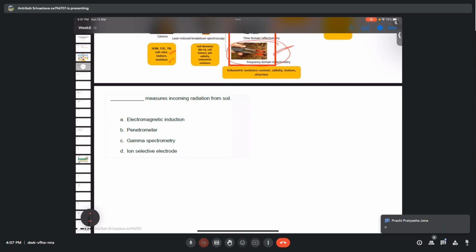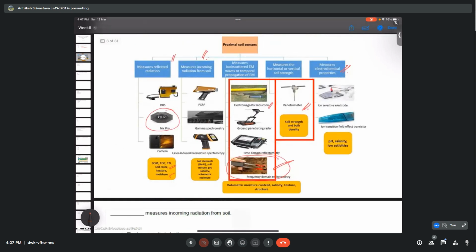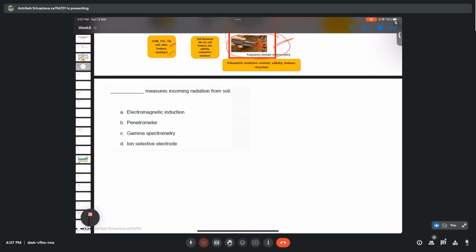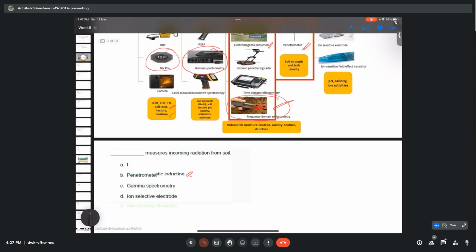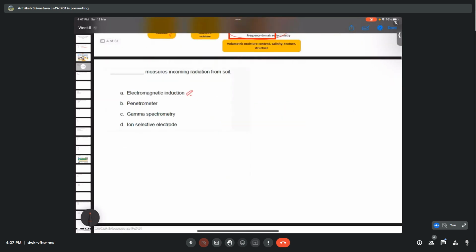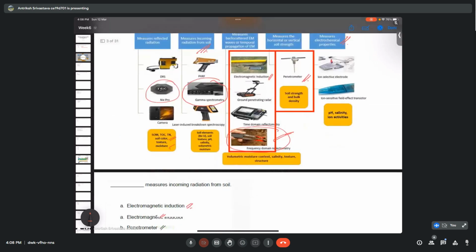So Prachi has said C, gamma spectrometry, measures incoming radiation from soil. Correct. Now, what about electromagnetic induction? It measures the time of travel of electromagnetic waves or the backscatter of electromagnetic waves. Penetrometer measures the shear strength. You can say shear strength, but horizontal and vertical strength is what is written. And when the ion selective electrode comes, we can rule out the other things and just say the chemical or electrochemical properties.